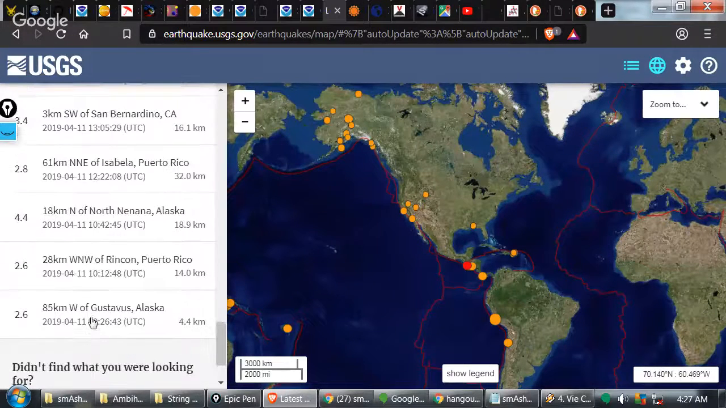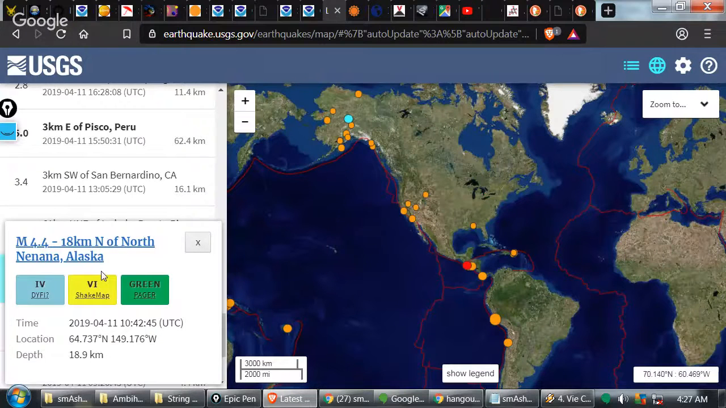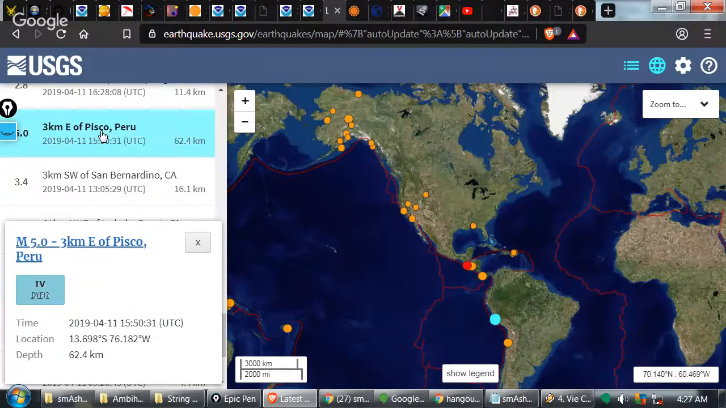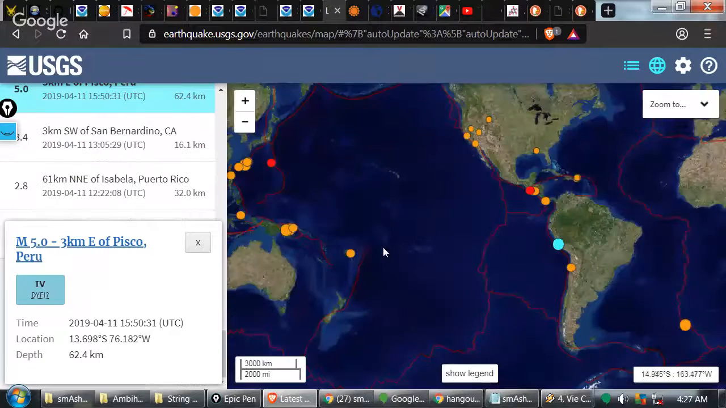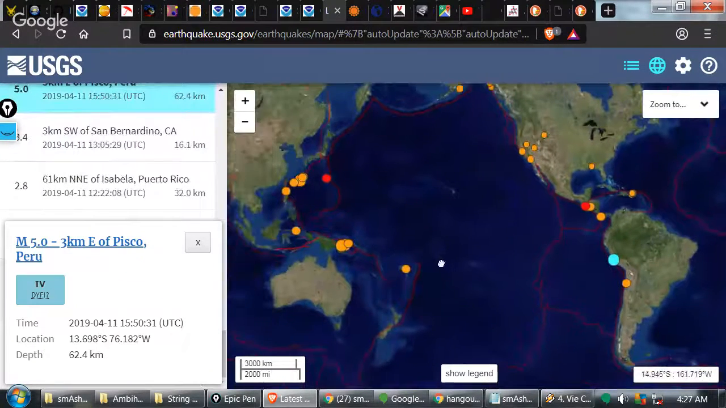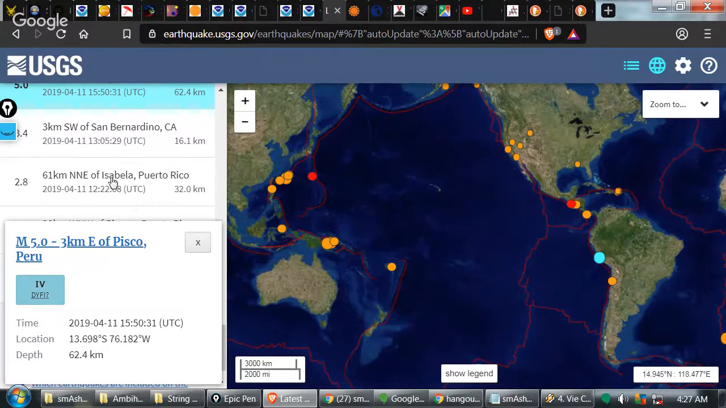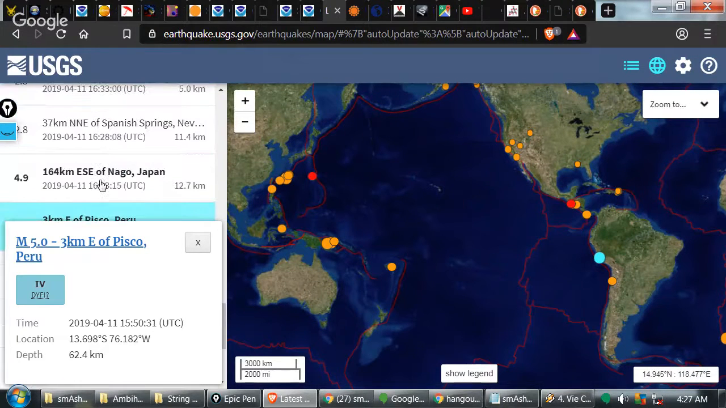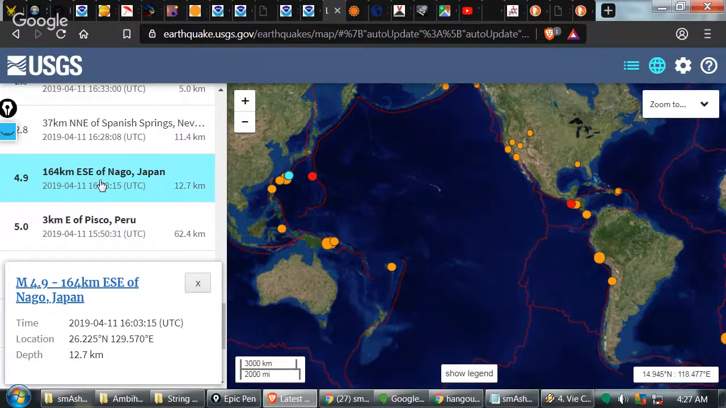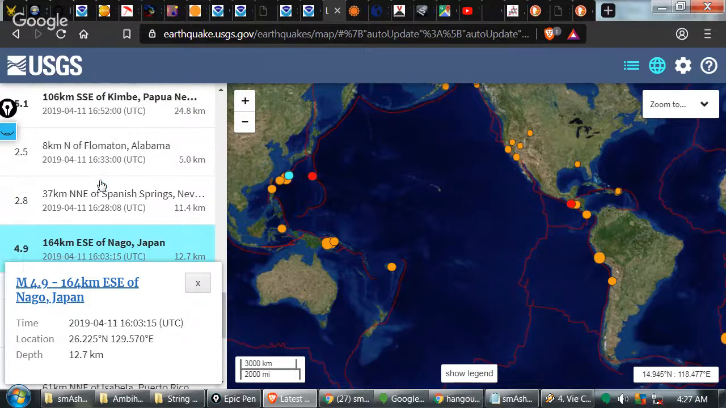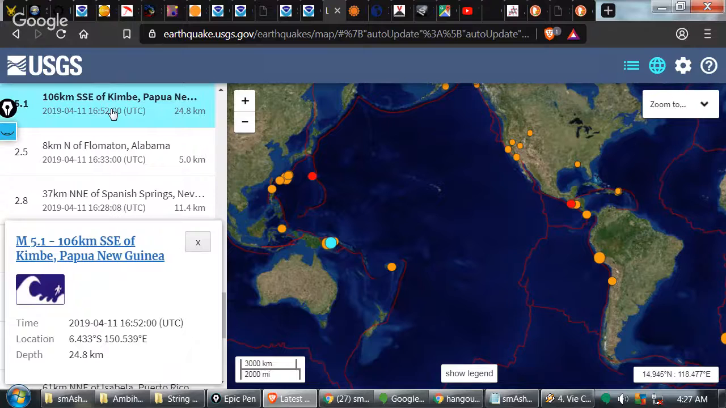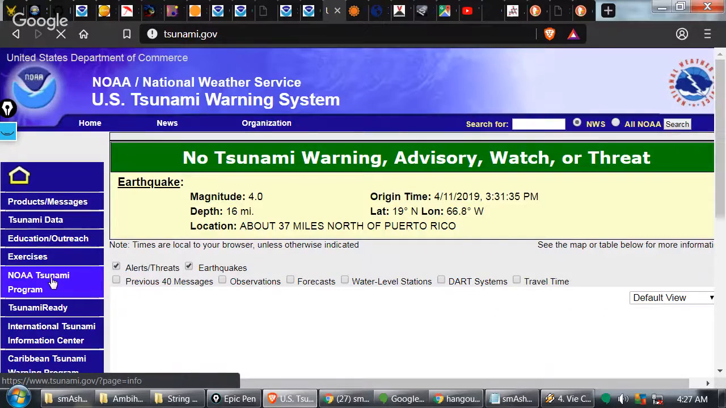So let's look at the last 24 hours here. We see a 4.4 in Alaska. We see a 5.0 in Peru. Let's zoom that out. There's a 4.9 in Japan. Looks like a little swarm of activity there. 5.1 in Papua New Guinea. Probably not a tsunami generated from that, as it's not very big.